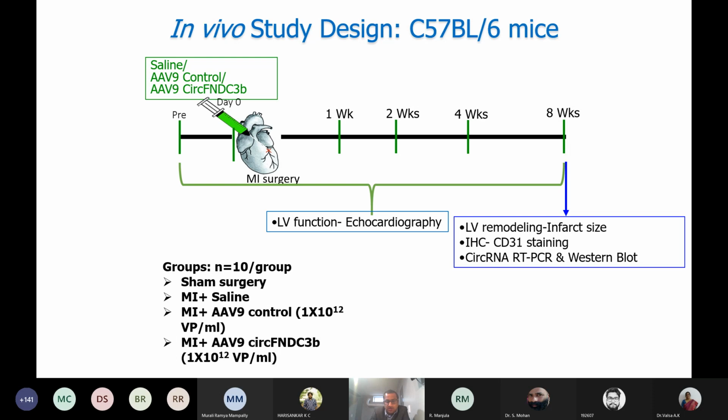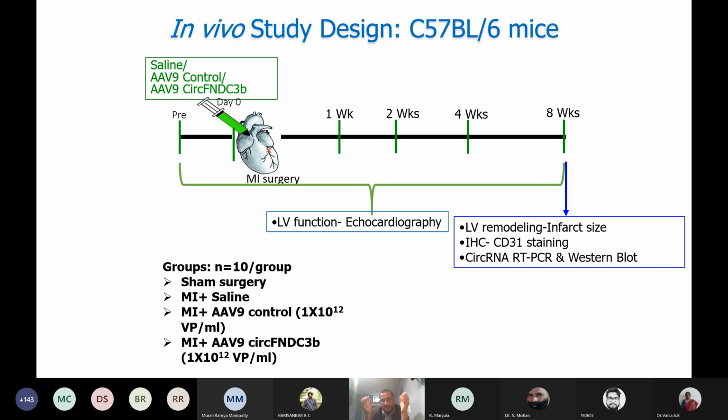So what we did, as you see in this experimental design, is we ligated the artery on the heart. As I mentioned, we induced heart attack in the animals because the animals would not have the disease otherwise. So we ligate the artery, we do an open chest surgery, ligate the heart, and right after the induction of the heart attack, we injected.